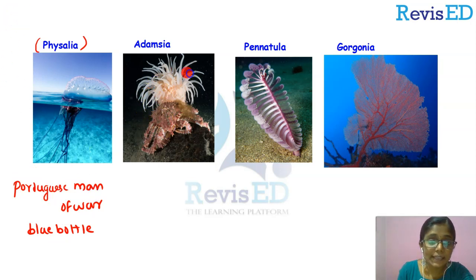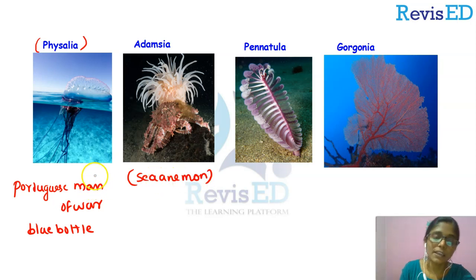Now coming to the second example for the coelenterate, it is Adamsia. See, this is the attached form. This is a polyp because this is sessile, right? This Adamsia is in association with another organism because they show mutual association with organisms. So do you know the common name of this Adamsia? Yeah, it is the sea anemone. It is commonly called sea anemone. So Adamsia shows symbiosis, mutual association with other organisms.